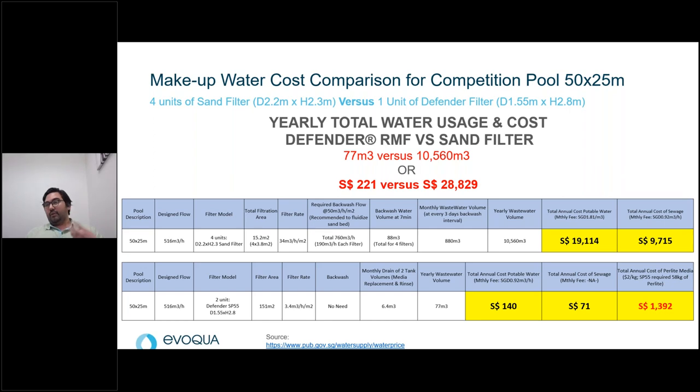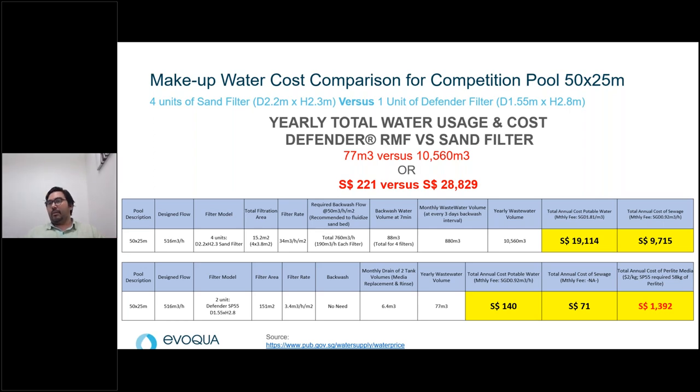In terms of cost, this is a study done based on the Singapore market, at $1.81 per cubic meter for water bought from the municipal. You would have to pay annually around $19,000 to make up the water. There's also a sewage fee from the municipal, where you would have to pay annually $9,700. Compared to a Defender, your annual wastewater is only 77 cubic meters. It's only involving draining the tank filled with perlite. Your annual cost, combining potable fee and sewage fee, is around $221.